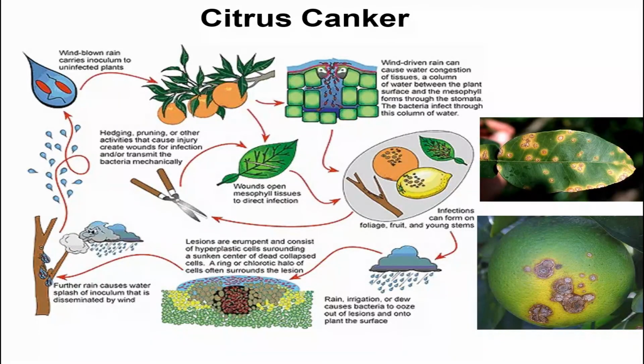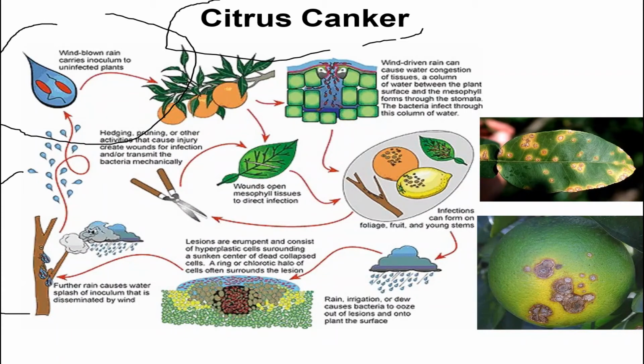This is the cycle of canker, how it occurs. It all starts with a change in temperature and weather. Due to rain, there is a water splash of inoculum that is disseminated by wind. Due to wind, some parts receive an equal amount of water and some do not. Some of the mesophyll tissues are very susceptible to infection, and contamination and growth of bacteria occurs, which leads to the disease of canker.